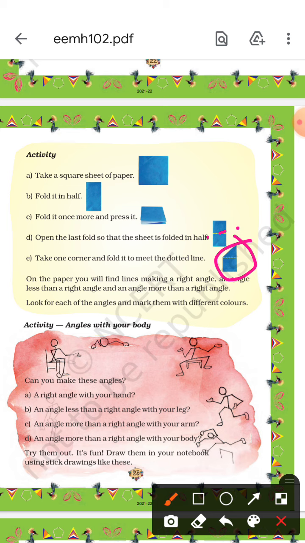So on the paper you will find lines making a right angle. Okay, so an angle less than a right angle and an angle more than the right angle also you can see in this figure if you do this activity.